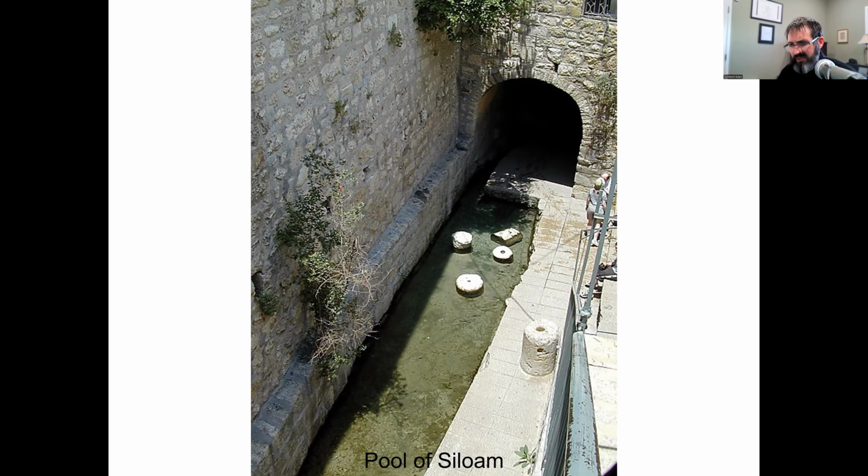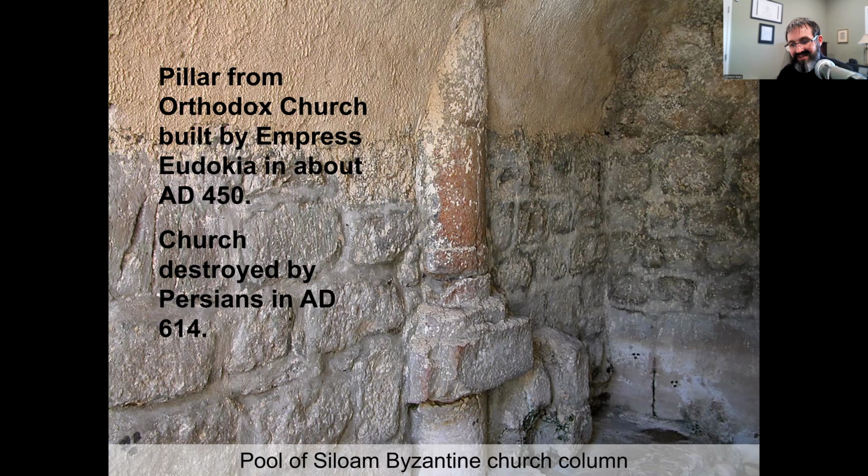This also has a connection with the Feast of Tabernacles and Christ being really the fulfillment of the Feast of Tabernacles, the one who gives us living water, right? And the one who is also the light of the world. He gives sight to the blind as well. And here, this is interesting. This is a pillar from an Orthodox church that stood there, built by Empress Evdokia, that was destroyed by the Persians.